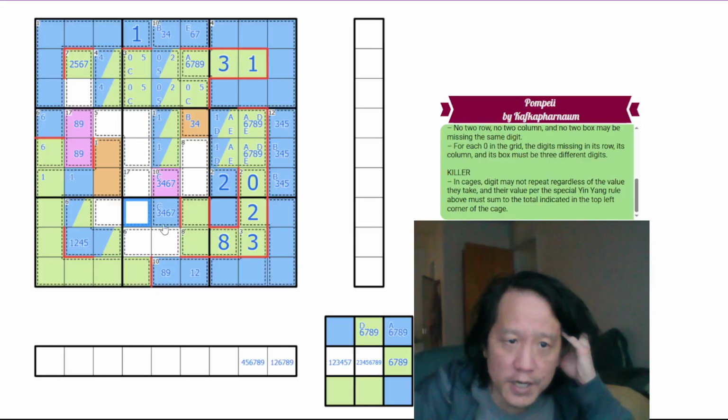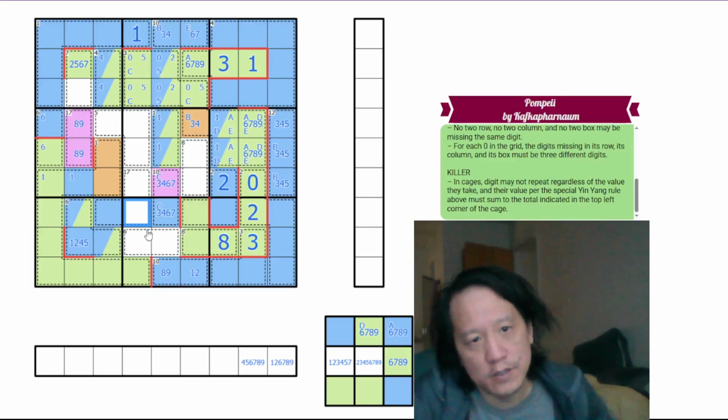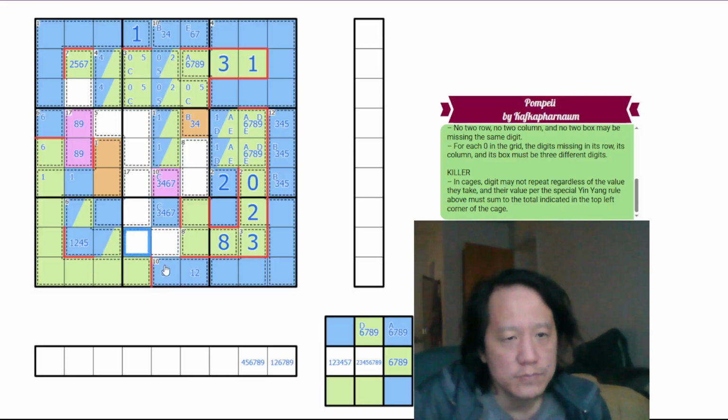So you cannot have these. One of these must be non-valid. Sorry, must be 0. So that means this must be non-zero. So this is blue. This must be pink. Well, that's not true. We don't know.